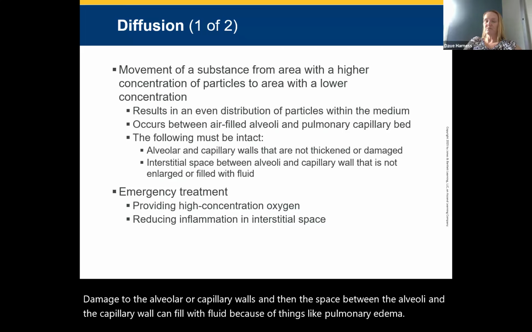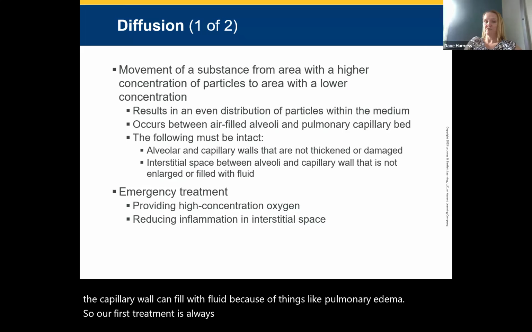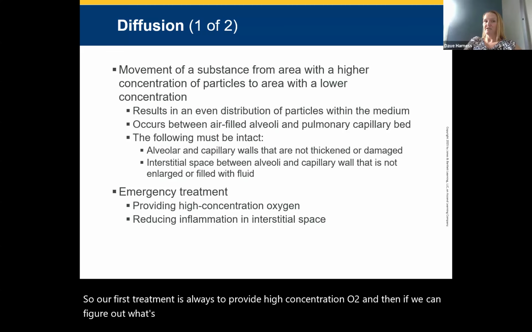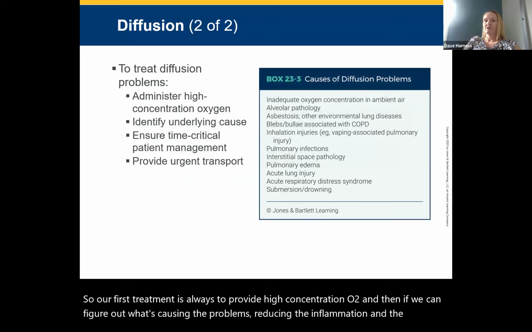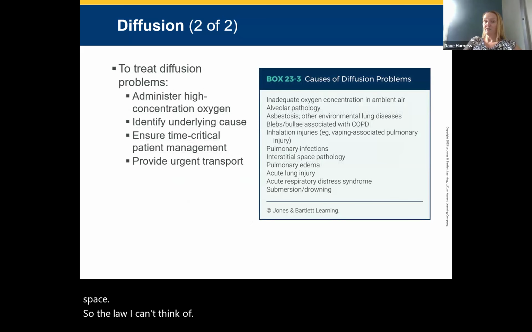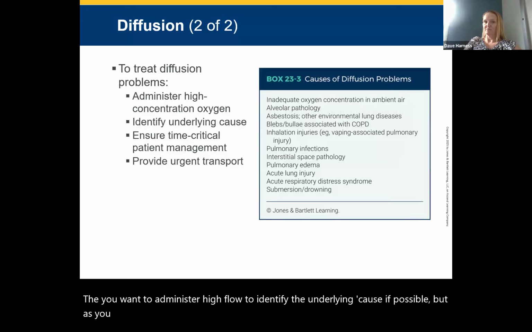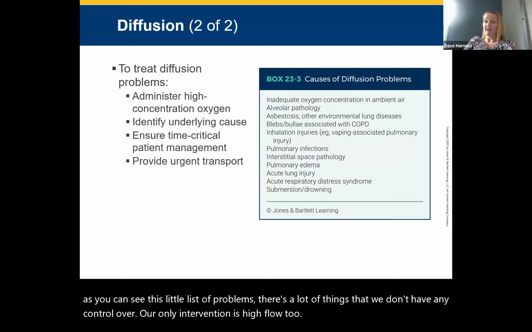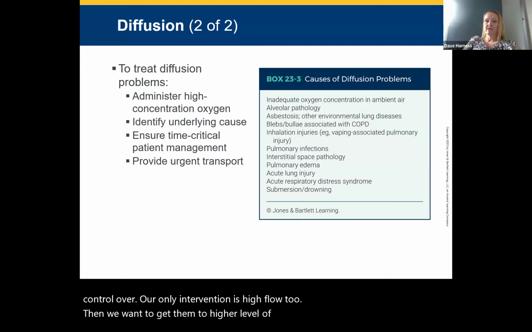So our first treatment is always to provide high concentration O2, and then if we can figure out what's causing the problems, reducing the inflammation in the interstitial space. So the law I can't think of. You want to administer high flow O2. Identify the underlying cause if possible, but as you can see from this little list of problems, there's a lot of things that we don't have any control over. Our only intervention is high flow O2. Then we want to get them to a higher level of care as quickly as possible.